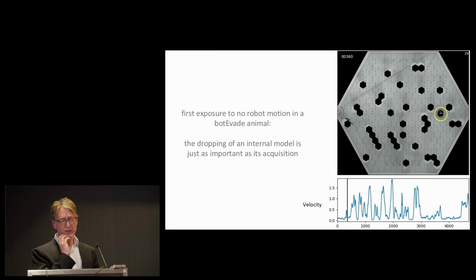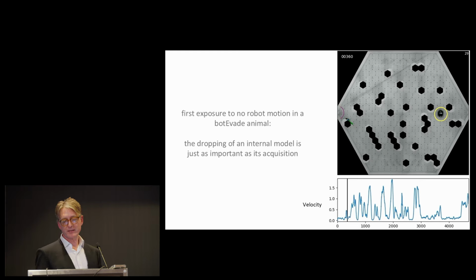And I want to show you this trajectory because I think it's really illuminating. This is the first exposure of this rodent to a robot that didn't move, just sat there quietly. And the puff was deactivated. It just sat there. And take a look at the reaction. The velocity is here, but really the behavior of the mouse is quite interesting.